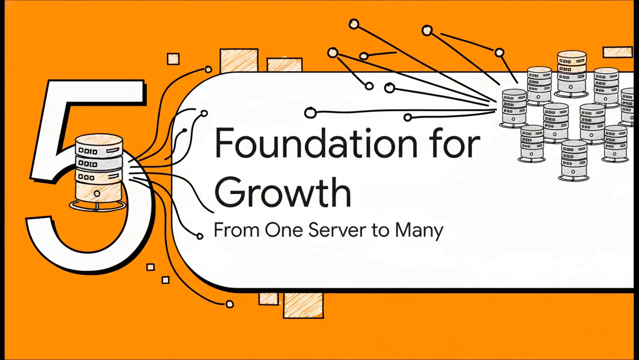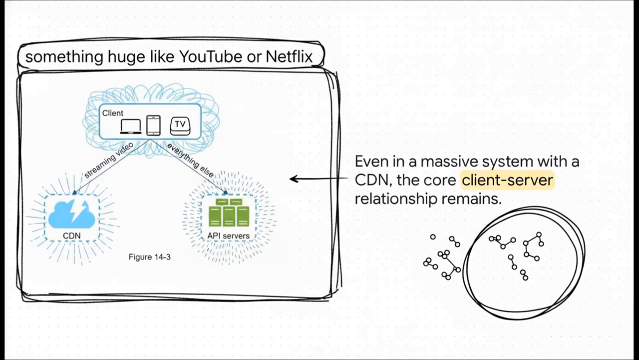Now, you might think this simple pattern is just for small apps, but that's not the case at all. It's actually the fundamental building block that lets systems grow and scale to mind-boggling complexity. Just take a look at this diagram. I mean, this looks way more complicated, right? You've got all these other boxes, CDNs, a bunch of API servers. This could be the architecture for something massive, like YouTube or Netflix.